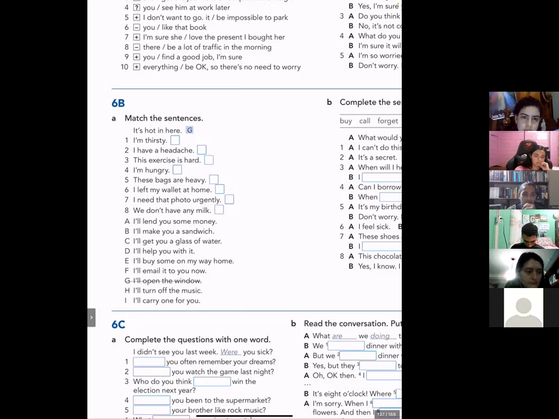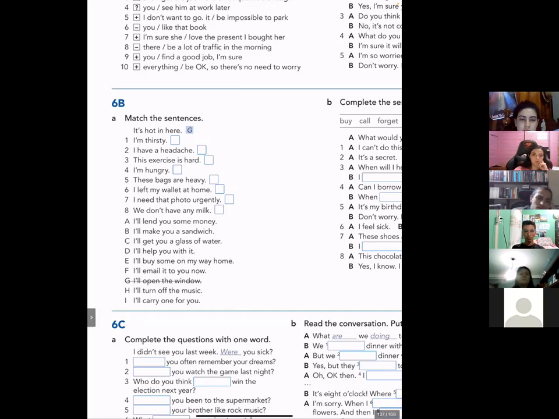Can you hear me, teacher? Yes. Okay, and the full sentence is, I left my wallet at home. I'll lend you some money. Perfect, thank you. Then we're missing number 7.